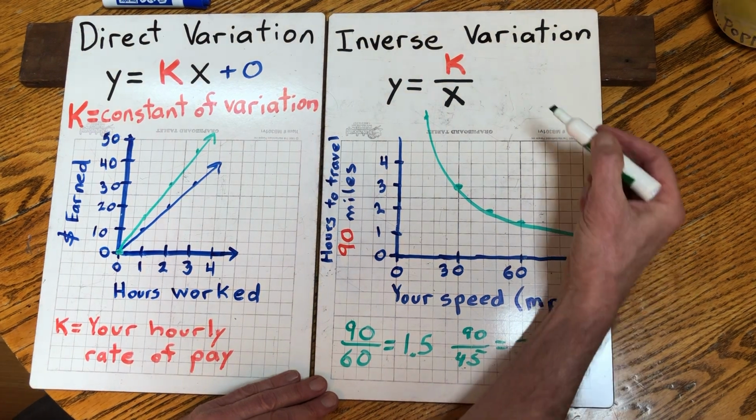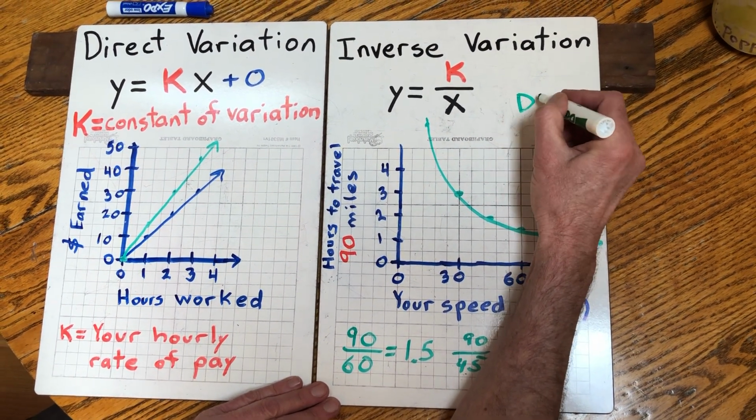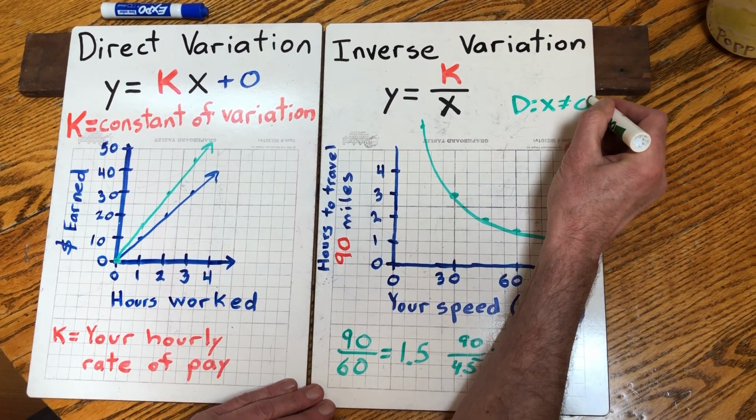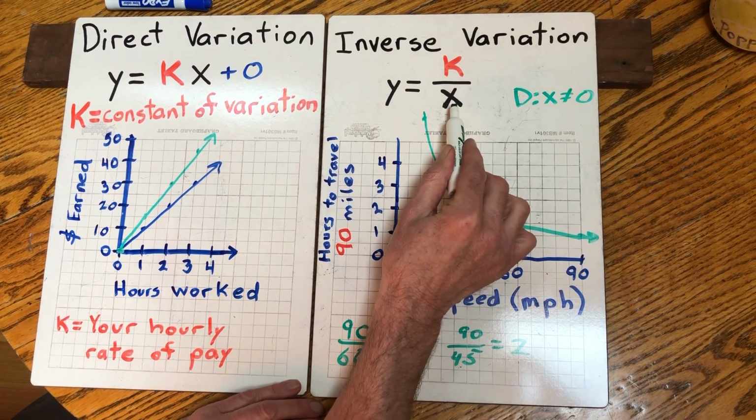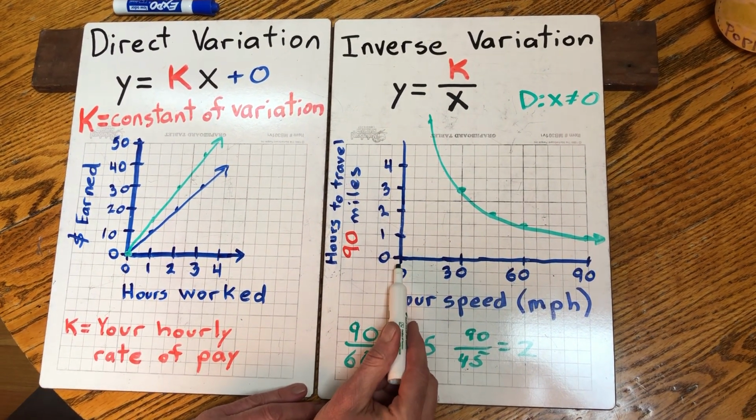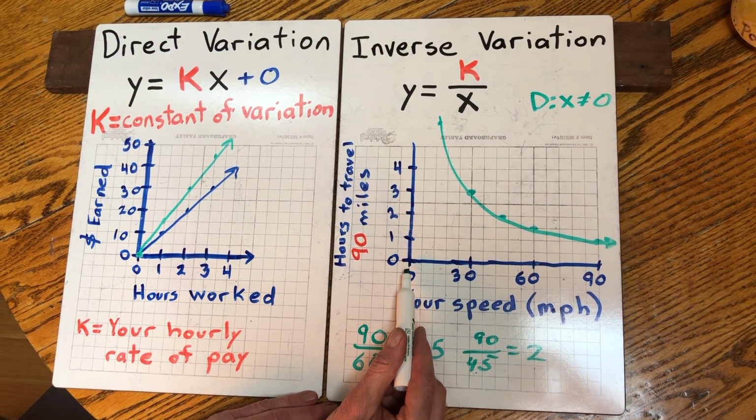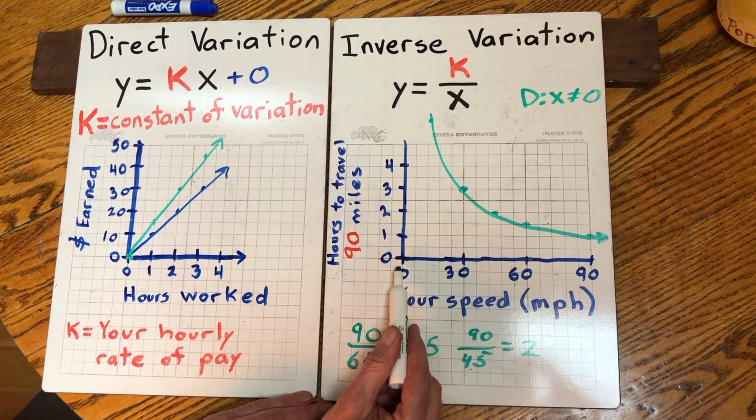Remember domain restrictions? Here we have a domain. The domain x cannot equal 0. We're not too worried about domain in today's lesson, but this is a good example of it. You can't go 0 miles per hour, you'll never get there. If you don't believe me, go sit in your car, don't take the parking brake off, don't turn the ignition key, and see if you ever get there.